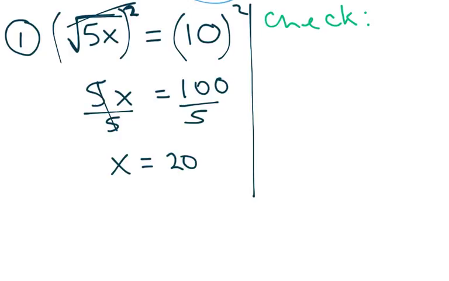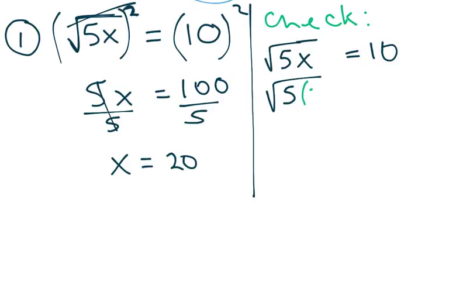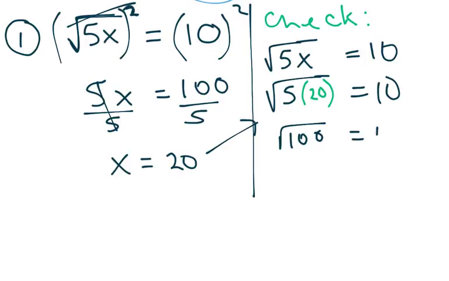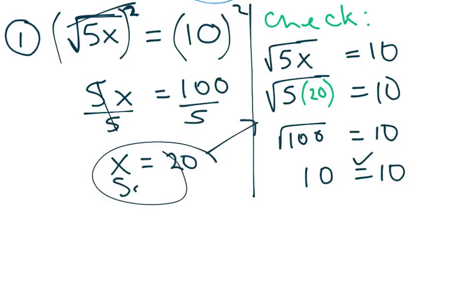So we're going back to the original equation, the square root of 5x equals 10, but everywhere there's an x, I am now going to plug a 20, because that was the solution I got. 5 times 20 is 100. The square root of 100 is 10, and that does equal 10. That works, so this is a solution.